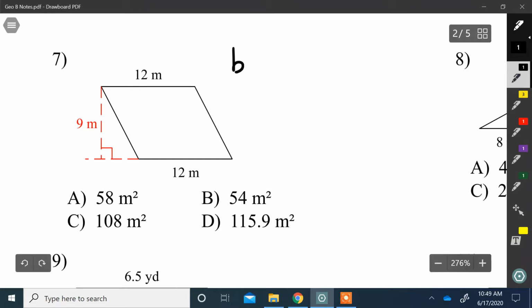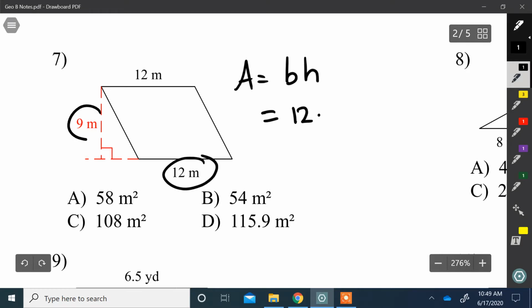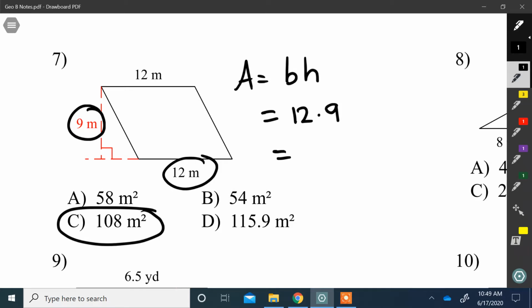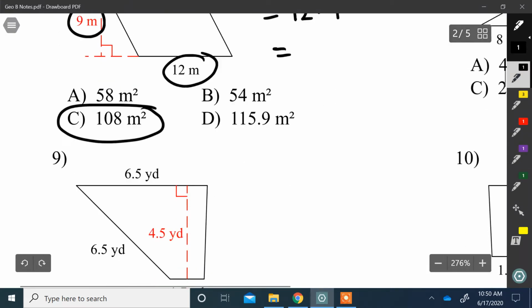We know that the area for a parallelogram like this one here is base times the height. In this case, the base is going to be 12. The height is going to be 9. So 12 times 9 should be 108. Okay? Very simple problems, guys. I am trying to do those faster because the problems that we're going to see in a little bit are a little bit more difficult than that.